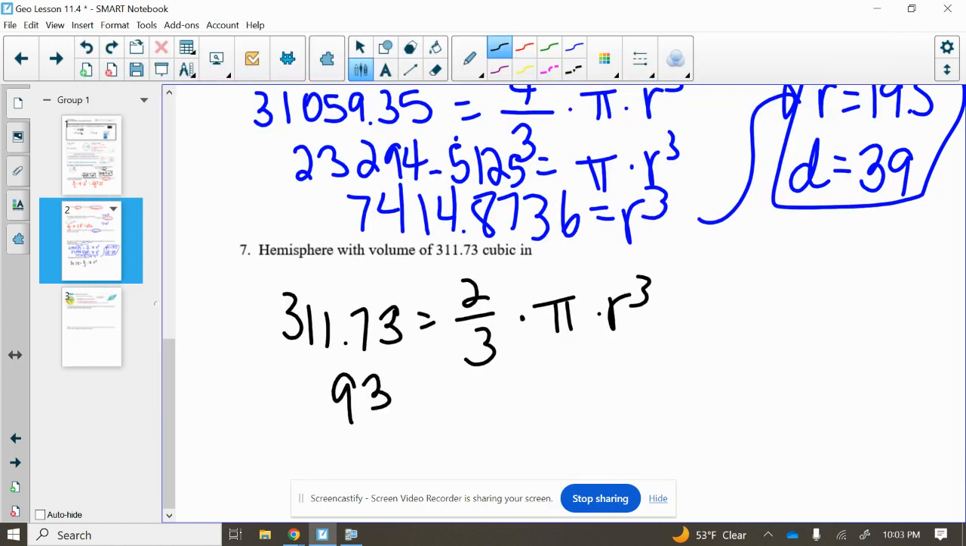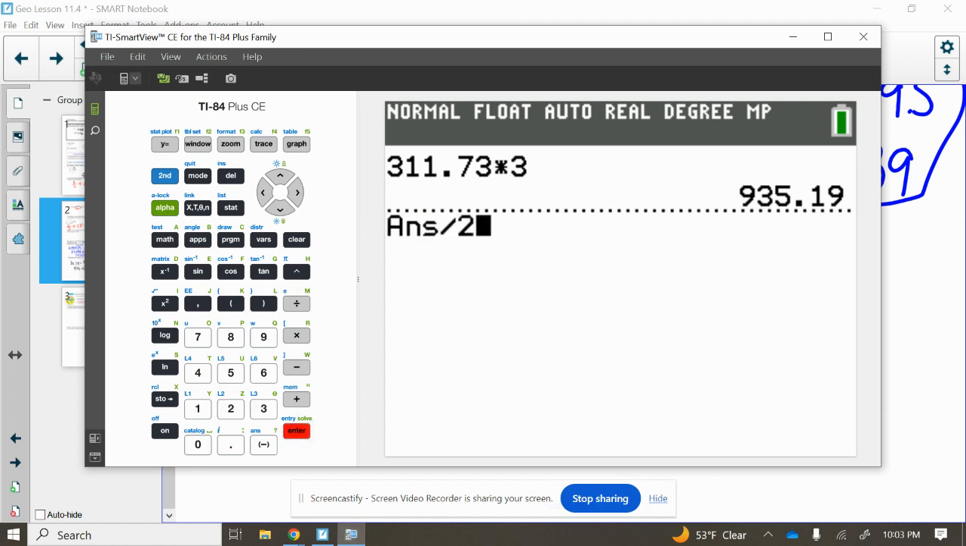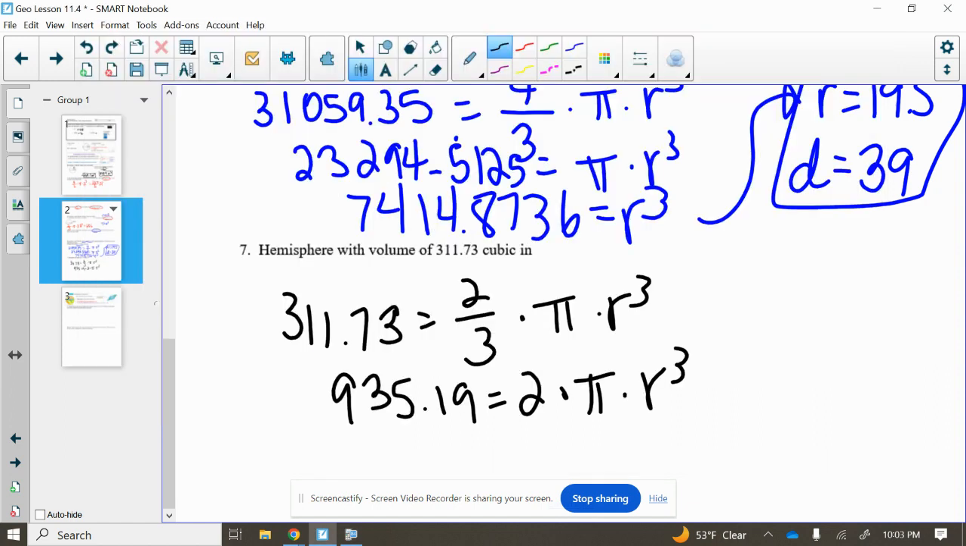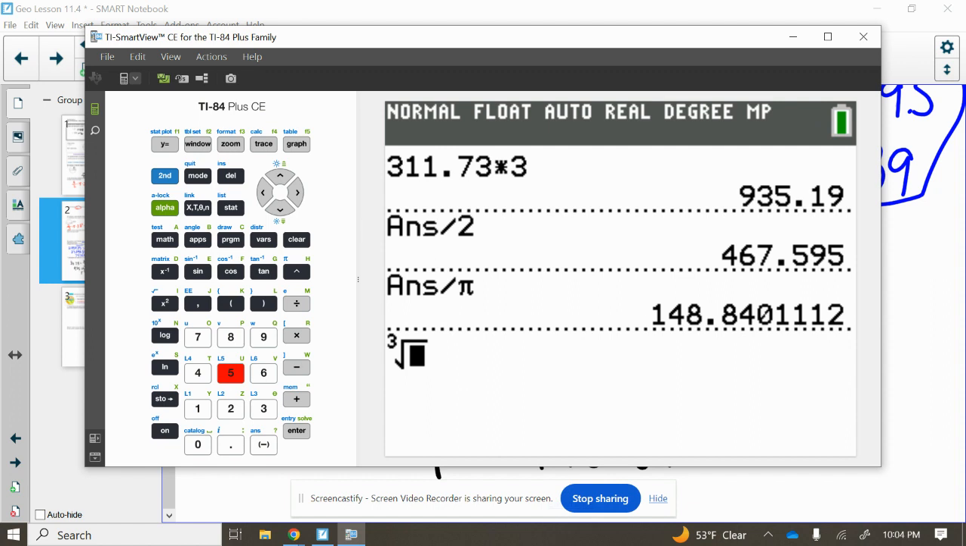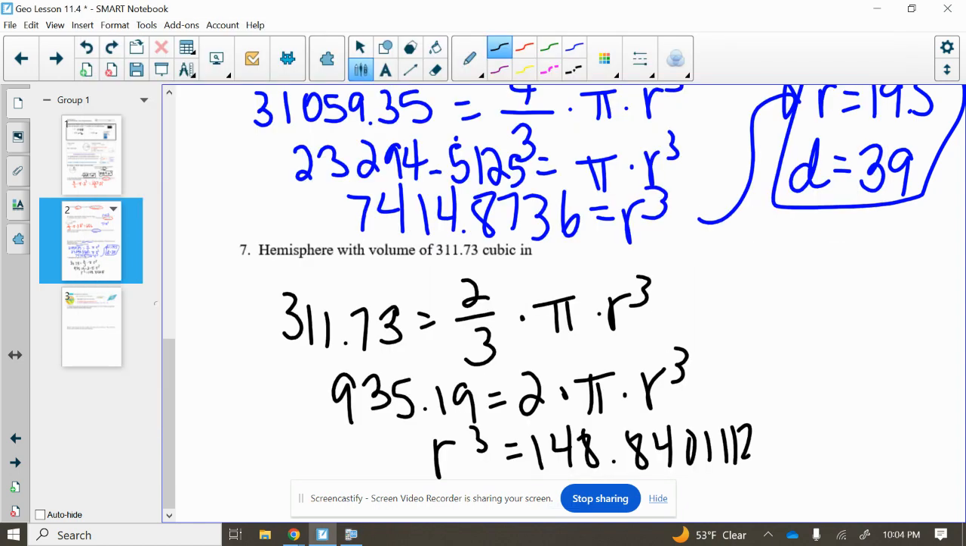So we have 935.19 equals 2 times pi times your radius cubed. Well, next we need to divide over first the 2 and then the pi to get a radius cubed value of 148.8401112. Again, we can take the cube root of that by typing 3, Math menu option 5, that's one way to type it. And again, when we cube root that answer, we get about 5.3 as the value of the radius, which means our diameter is about 10.6.